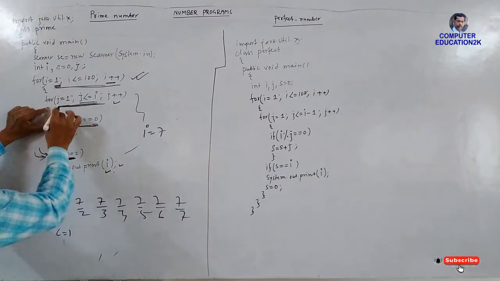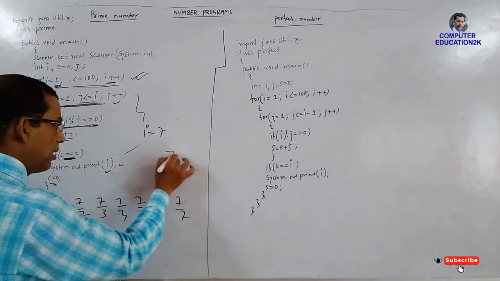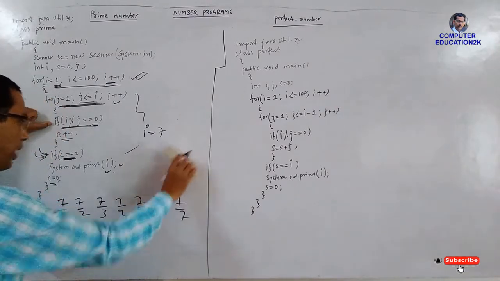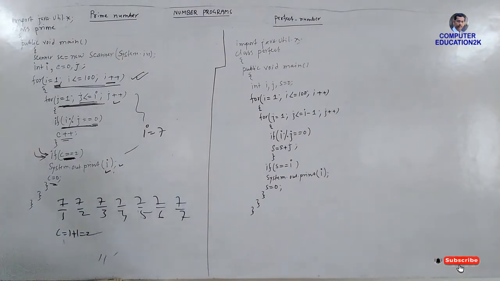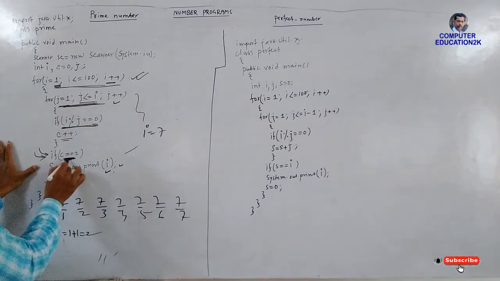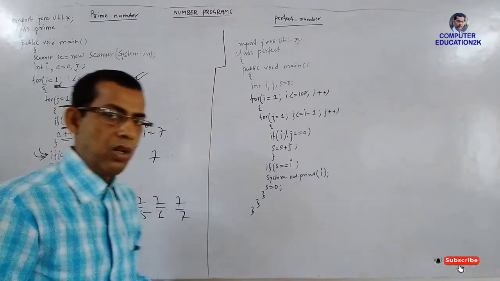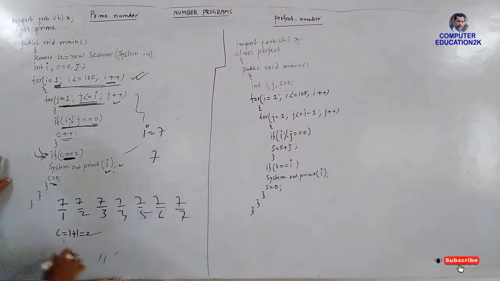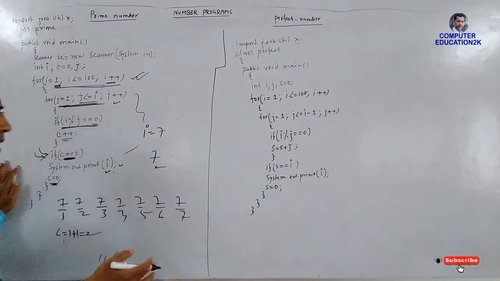At last, when the value of J is 7, I is already 7. So 7 by 7, it is divisible. If we divide 7 by 7, remainder will be 0. Yes, it's going. So C will become 1 more, then C will become 2. And this loop is finished. Control will come here. C is 2. Yes, C is 2. Now computer will print 7. So computer has printed 5, now it is printing 7. Okay. And then after printing 7, C will become 0 again for the next number.